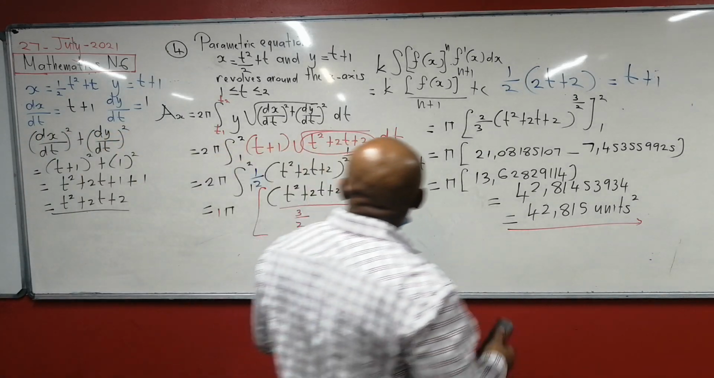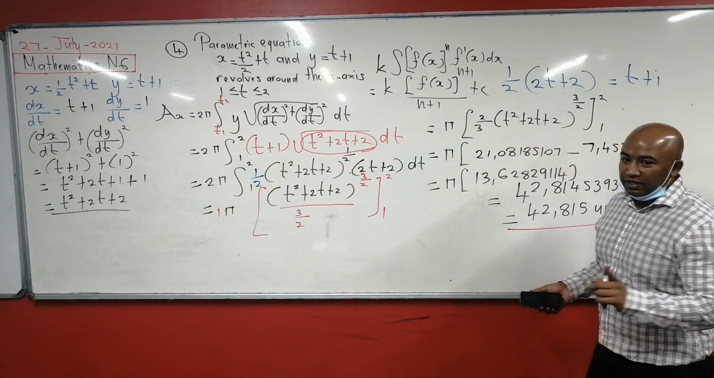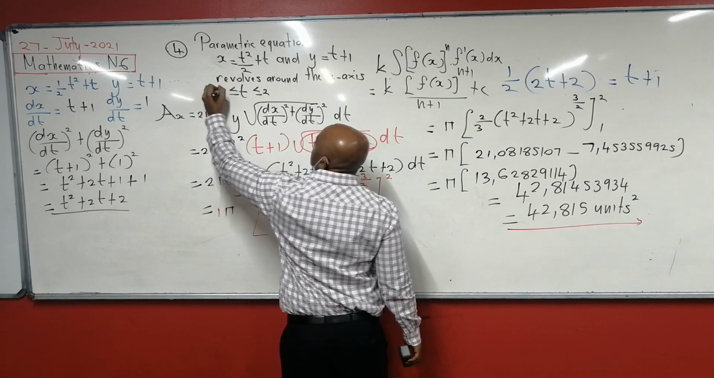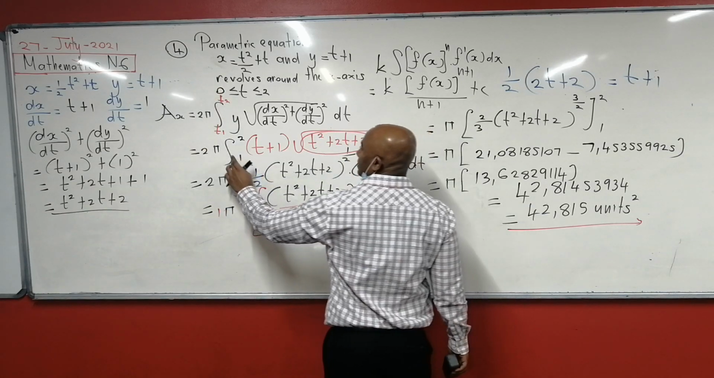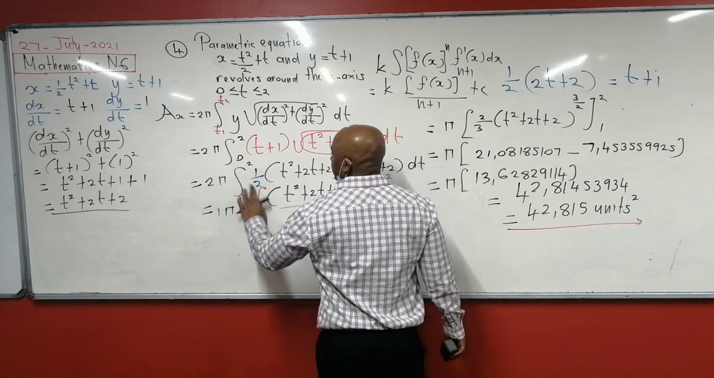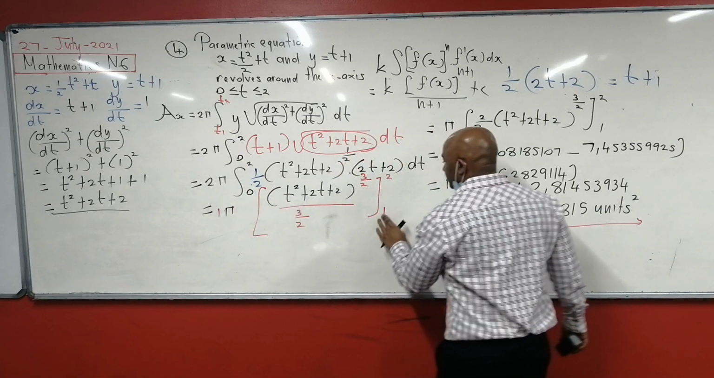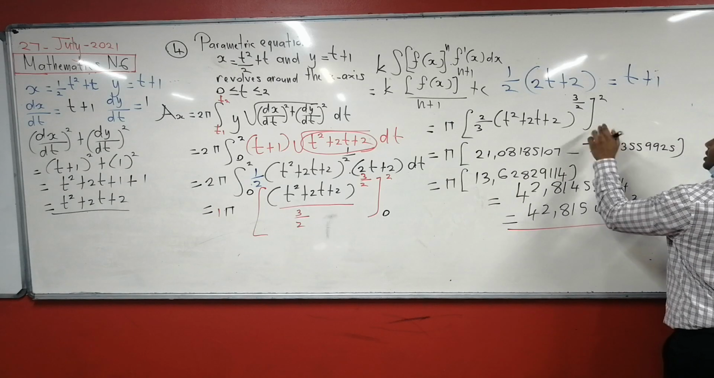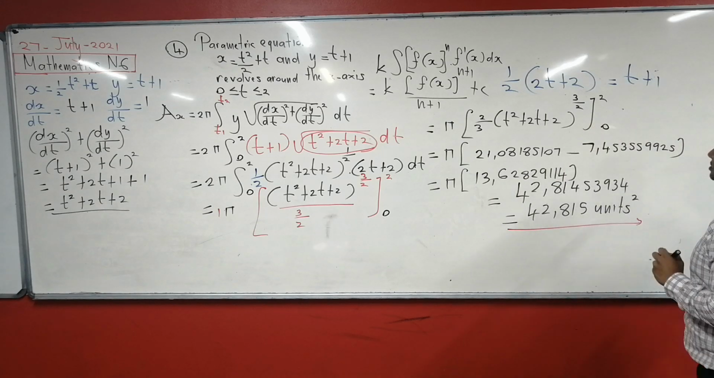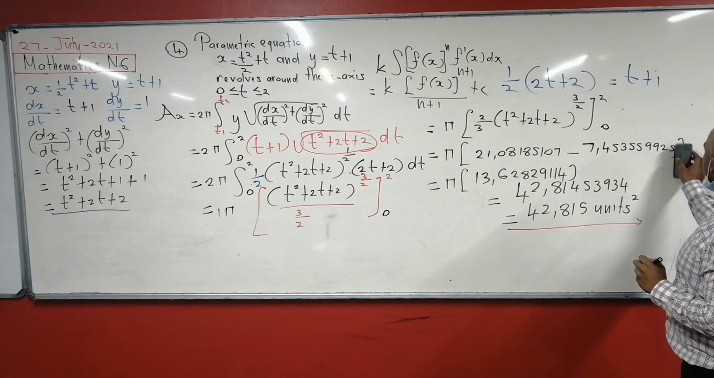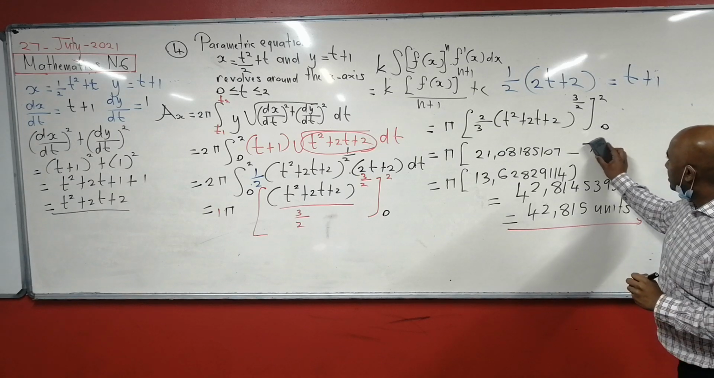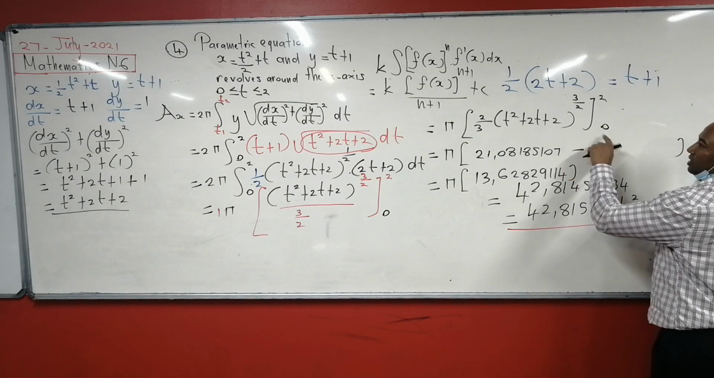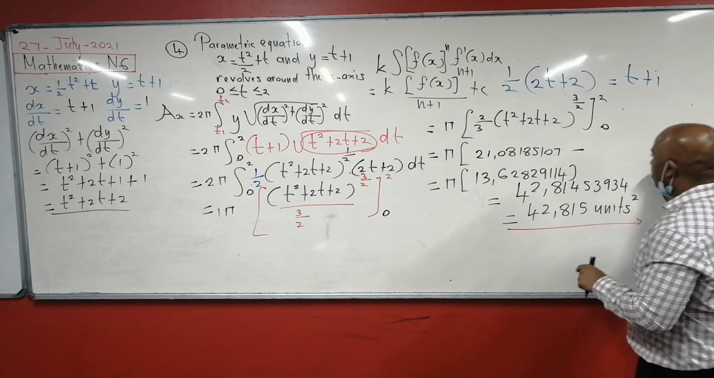Oh, the mistake here, sorry, there was a mistake. The question was 2 and 0. So that's a 0. That's 0. So this will come out, and if I put a 0, let's see what we get there.